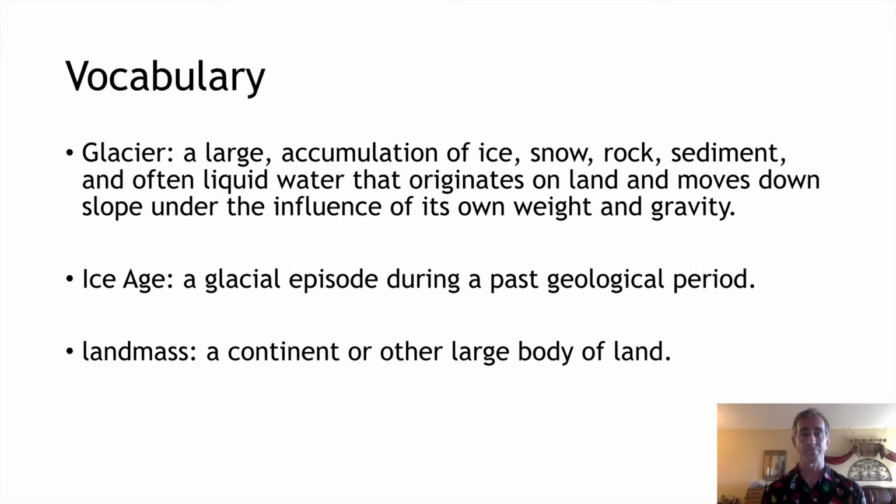Vocabulary. Glacier. A glacier is a large accumulation of ice, snow, rock, sediment, and water that originates on land and moves down the slope under the influence of its own weight and gravity. Ice age is a glacial episode during a past geological period, and a landmass is a continent or a large body of land.